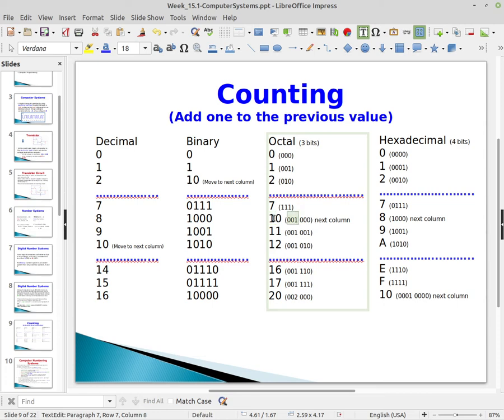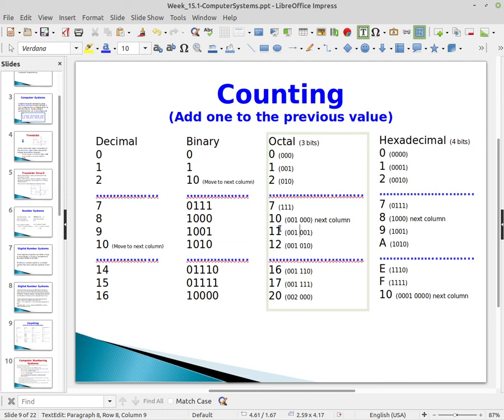But now notice here that this 1 represents 3 bits, 0, 0, 1, and then the 0 represents 3 more bits. So at this point, even though we only have 2 digits here, in binary we're representing a total of 6 bits. Okay, 3 for each digit in the octal numbering system.